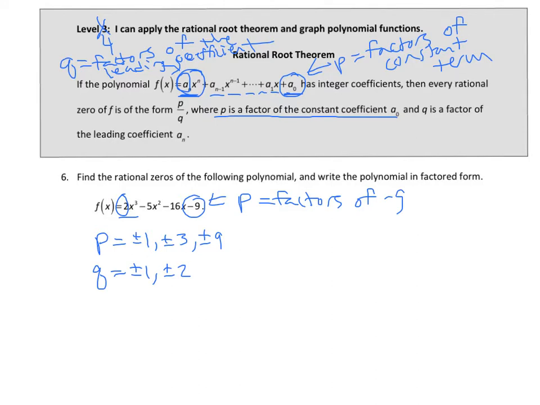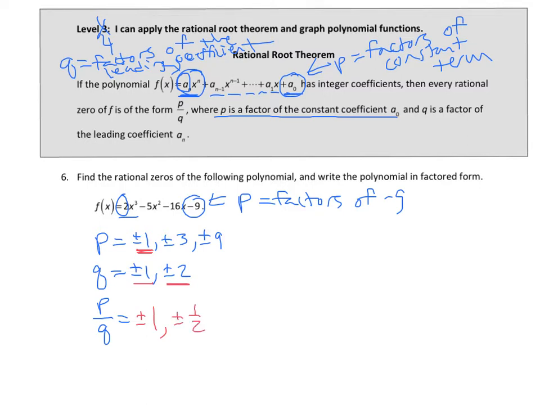Then the rational root theorem says that all of the zeros of the polynomial will be in the form p over q. So I have to find all possible values of p over q. I take every combination that I can with p on top and q on the bottom. Starting with plus or minus 1 for p and plus or minus 1 for q, 1 over 1 gives plus or minus 1. Then plus or minus 1 over plus or minus 2 gives me plus or minus 1/2.